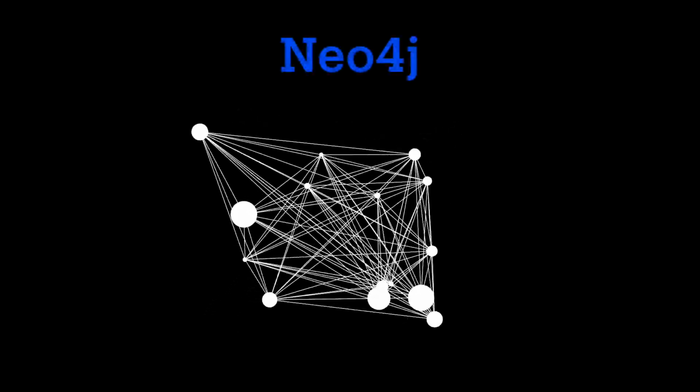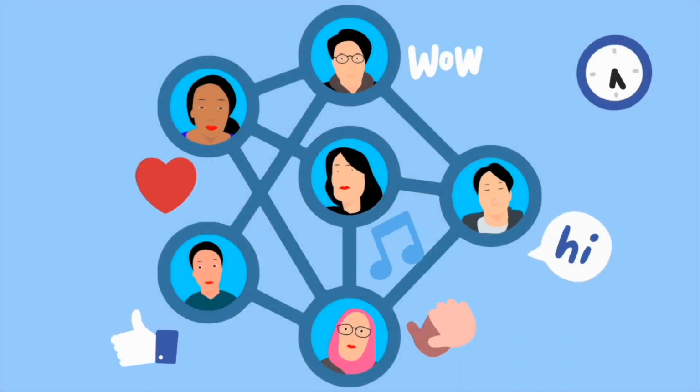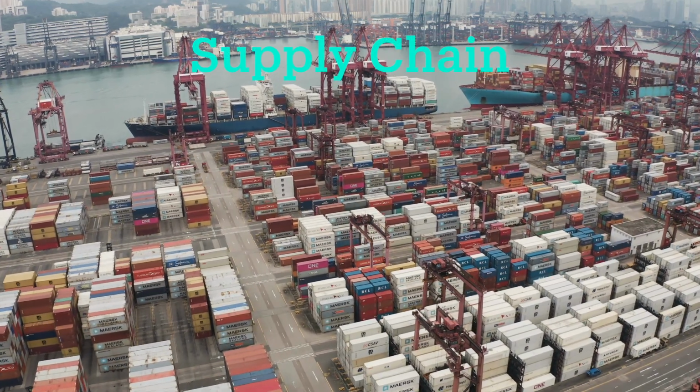With Neo4j, you can easily store and query data that has complex relationships such as social networks, supply chain networks, and many other real-world systems. Let's take a look at how Neo4j can help us better understand and work with our data.